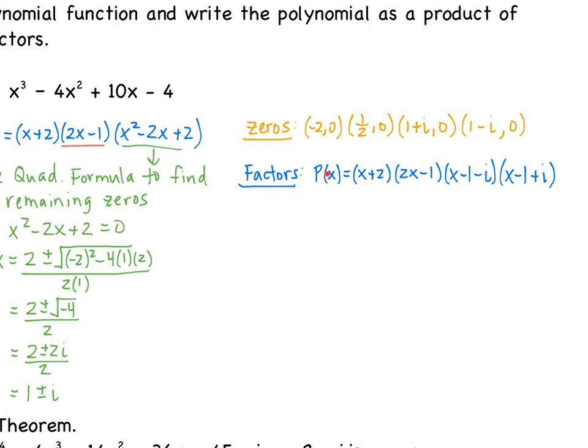For factored form, if -2 is the zero, x plus 2 is our factor. If 1/2 is the zero, we talked about how to write that with integer coefficients, so 2x minus 1. If 1 plus i is the zero, we would say x minus that quantity 1 plus i as the factor, and we would simplify as x minus 1 minus i. Then if 1 minus i is the zero, we would write it as x minus the quantity 1 minus i, and that simplifies as that factor on the end, x minus 1 plus i.